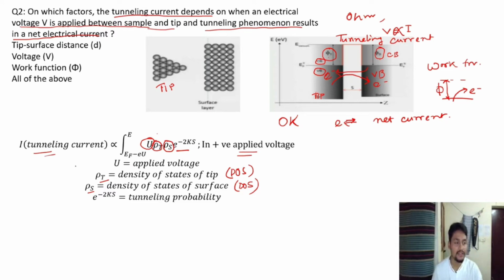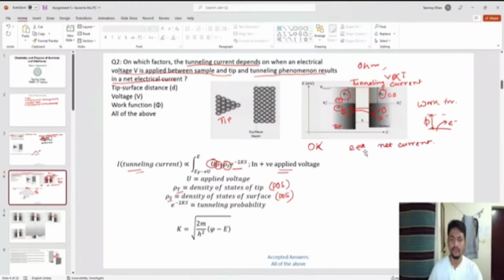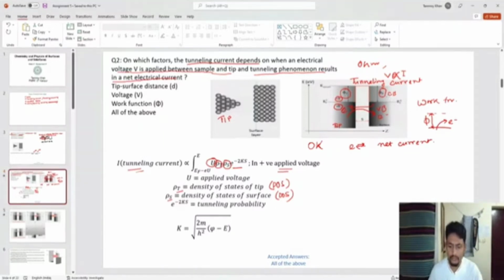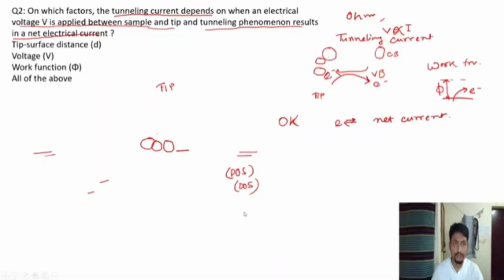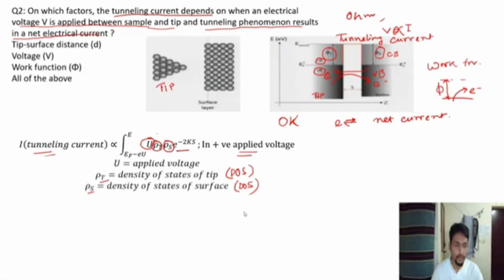Okay, so this is the I. Now you just try to answer. So that means it will depend upon the voltage, density of states of the tip, density of states of the surface, and the tunneling probability. Now, what is the term in the tunneling probability? We already know this is the distance between tip and surface, that is s. So obviously the tunneling probability will depend upon the distance between the tip and surface.